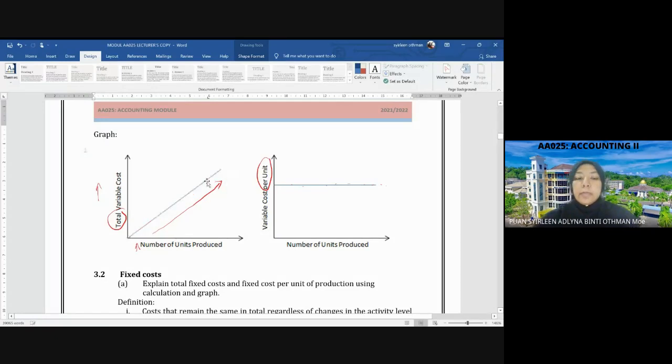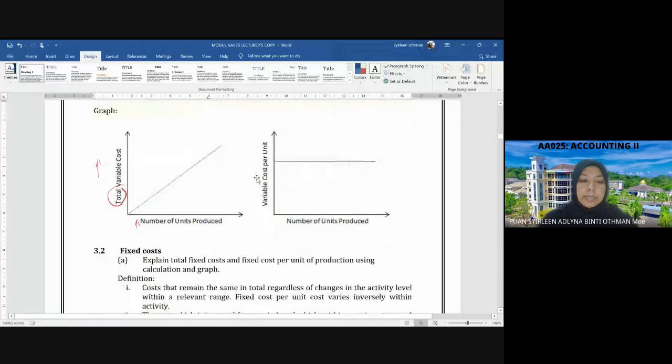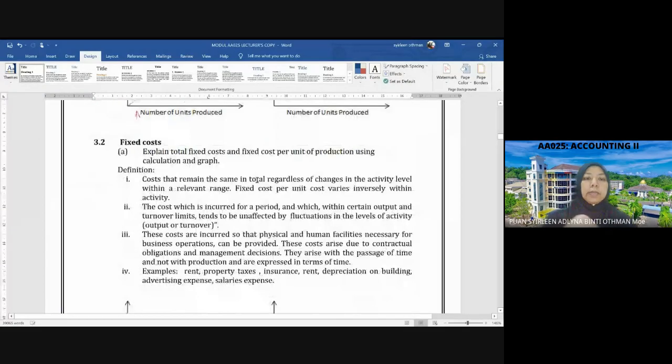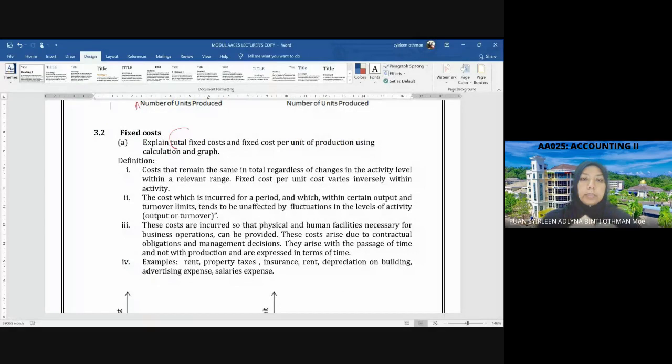Okay, so this is for variable cost. You don't have to worry. Awak tak perlu lukis graph. Cuma you kena pandai differentiate lah. This graph belongs to which component of cost. Okay, so this is variable cost. So kita tengok pada fixed cost. Okay, fixed cost macam Madam cakap tadi, kalau total, okay, dengan cost per unit, dia punya nilai tak sama.